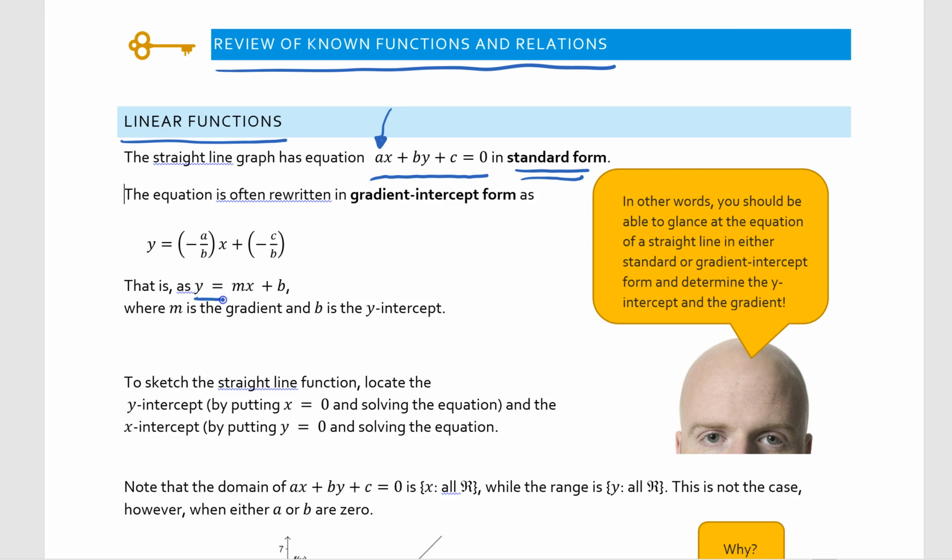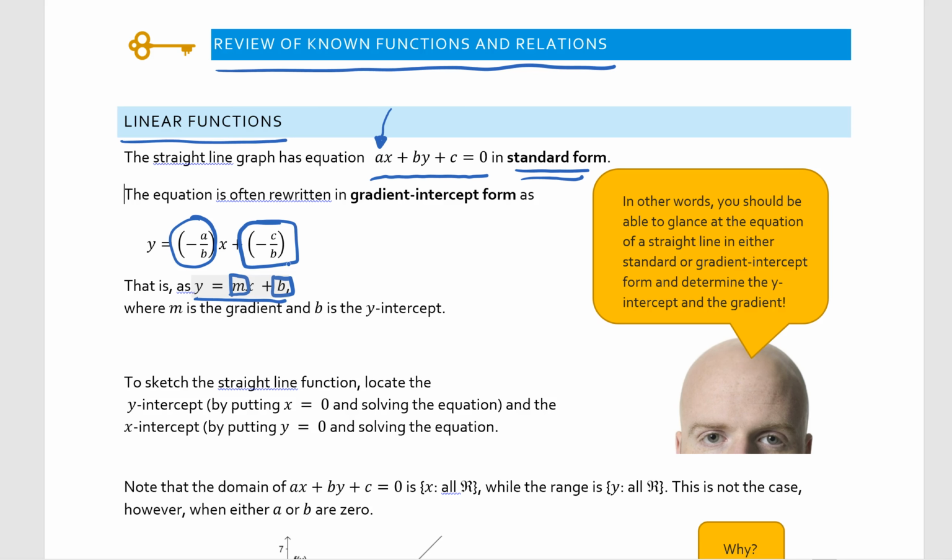You may be more familiar with y equals mx plus b. But of course, they're just rearrangements of the same thing. So if we make y the subject of this equation, we take the ax over, take the c over, and then divide through by b, and we get y equals minus a on b x plus minus c on b. So that means that minus a on b from standard form is the gradient, and minus c on b from standard form is the y-intercept.